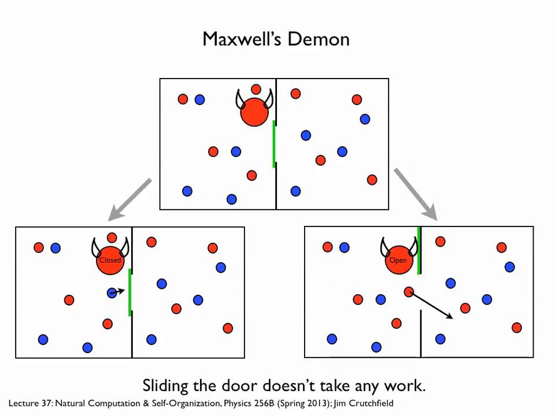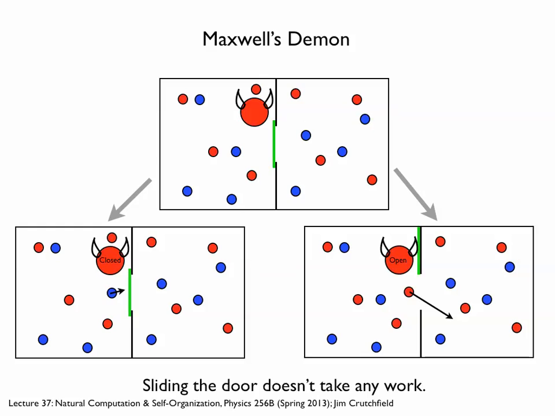So here's Maxwell's daemon. So we have a box here. Here's our daemon right here. And we have a box, and it's filled with a gas. And there's a separator between the two sides of the box. And there's also this green little door here. The daemon has control over that door.